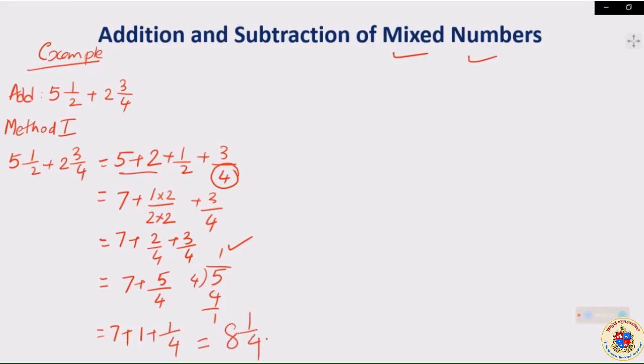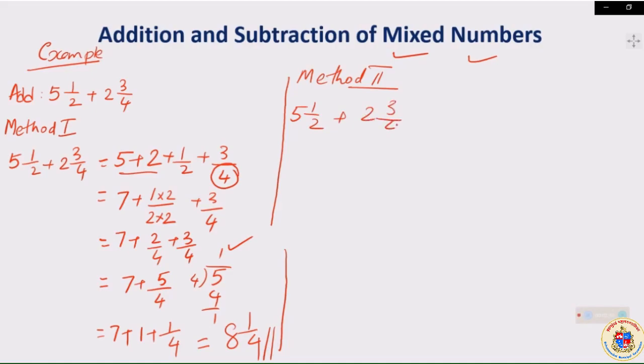I told you there are various ways of doing this. Another method is also there to solve this, where you can jump into the conclusion quickly. I will just show it to you. Method 2. In method 2, again the same sum we are trying to do, 5 and 1 upon 2 plus 2 and 3 upon 4. We will convert this mixed fraction into improper fraction first. Simply, we know that 5 2's are 10 plus 1, 11 upon 2. Like that also you can proceed.